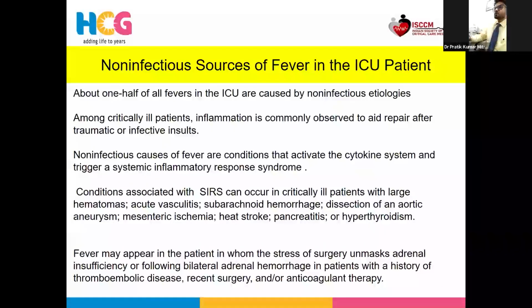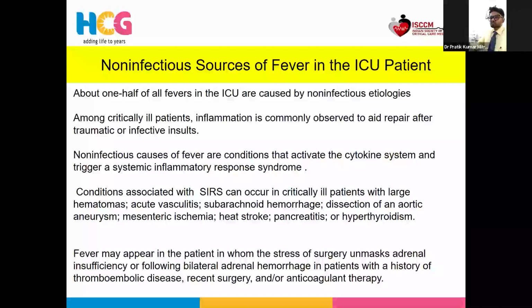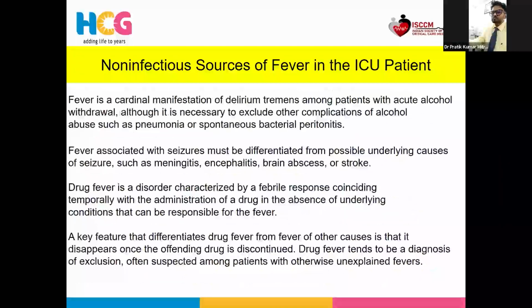Most of the non-infectious etiologies involve inflammation, which is the most common of them. Inflammation causes cytokine system activation and triggers the systemic inflammatory response syndrome. This SIRS can occur in critically ill patients with large hematoma, including vasculitis. Fever may appear in patients in whom the stress of surgery unmasked adrenal insufficiency or following bilateral adrenal hemorrhage.